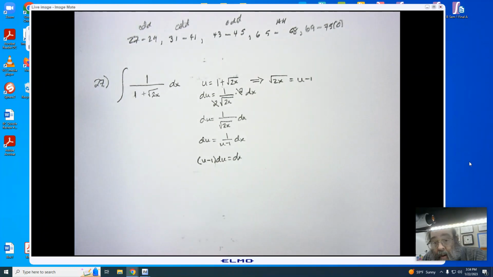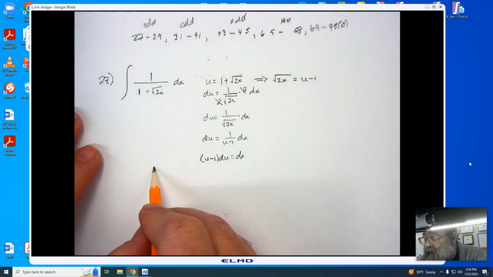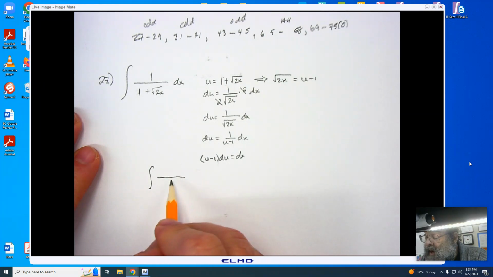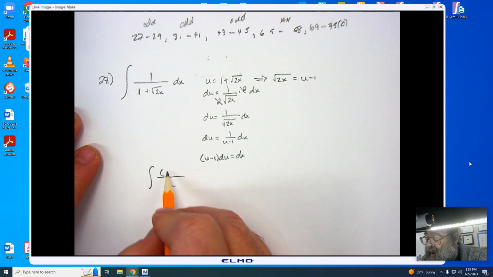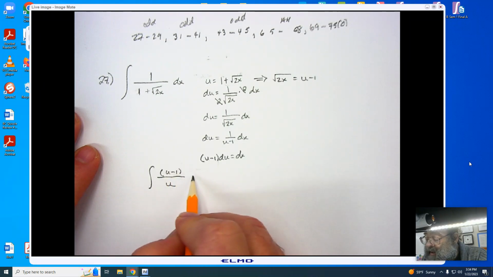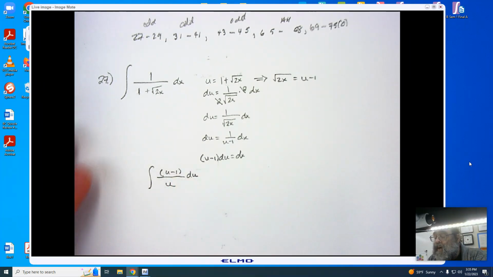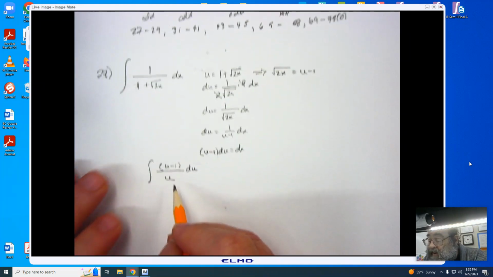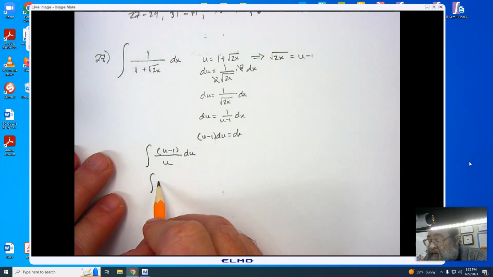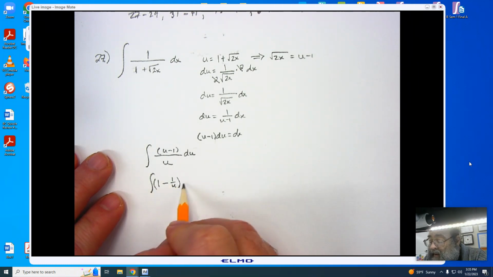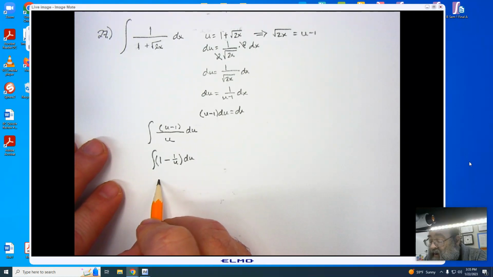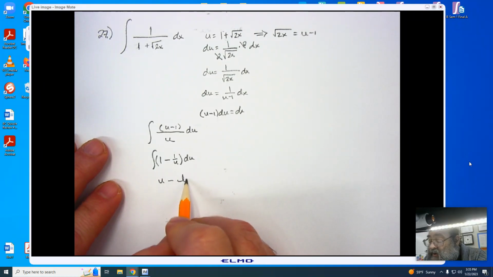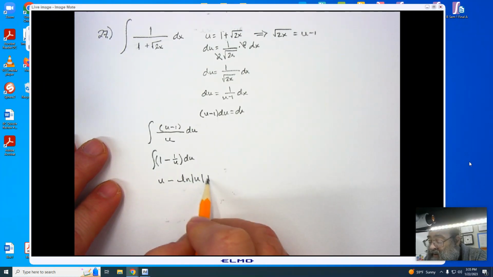Now, this is just the manipulation that we're trying to work with, so don't let yourself get too frustrated. We can now take this and substitute our u in the denominator, and we have the u minus 1 du that's now in my numerator. As I do this, I'm going to change it so that I have 1 minus 1 over u du. This is giving me u minus the natural log of u plus c.